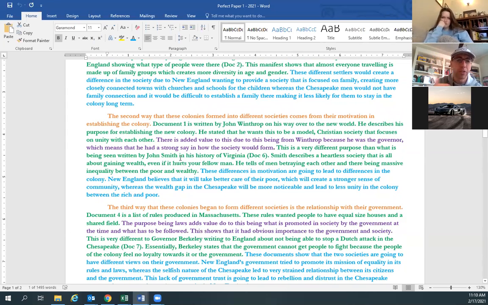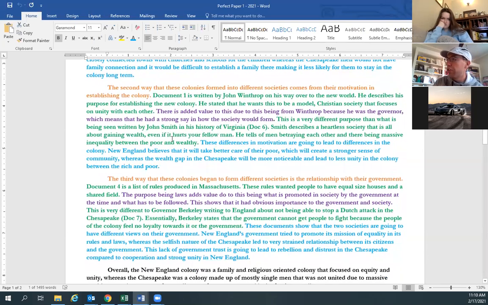So I constantly went through and said, here's what the motivation was for New England. Here's what the motivation was for the Chesapeake. Most of you guys did 2 documents about the motivation for New England and 2 documents on motivation for the Chesapeake. Let me just show you kind of how those analyses might differ. So for this one, the way I did it originally, having the New England document for document 1 right here about John Winthrop, he wants unity, model Christian society, and John Smith, document 6, describing a heartless society all about gaining wealth.